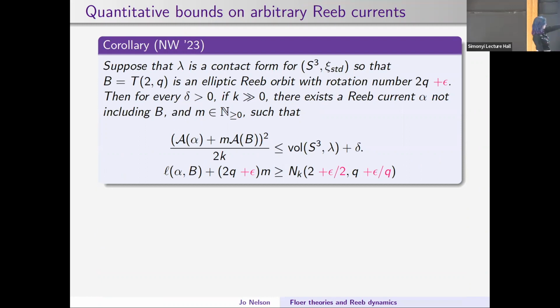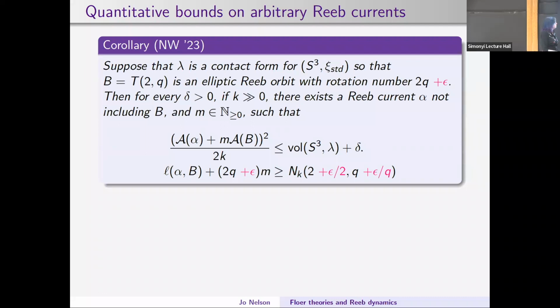then there has to be some Reeb current which is not the binding. So you get existence of a Reeb current which is not the binding, which is already kind of exciting, because you only knew there was one Reeb orbit, and now you know that there are two. And then you get these bounds on the action. This top one is from the Weyl law, and this second one is from the knot filtration. It's telling you that the linking number of this new Reeb current, B plus rotation number times M, has to be greater than or equal to the kth element of 2 plus epsilon over 2 and Q plus epsilon over Q.